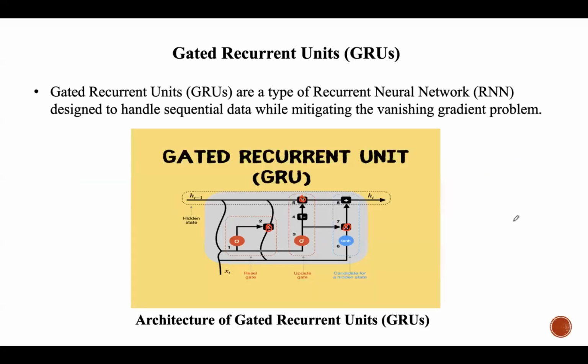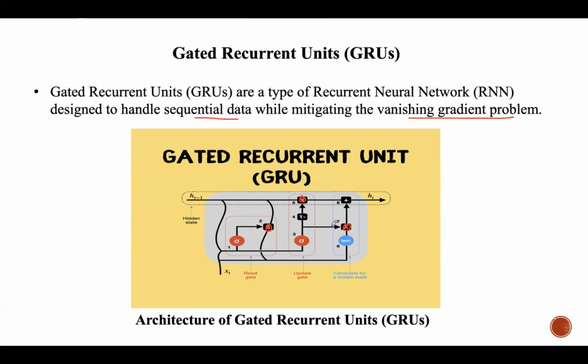In this lecture, let us discuss GRU, Gated Recurrent Units, which is a variant of LSTM that simplifies the architecture while maintaining the ability to handle long-term dependencies. It merges the forget and input gates into a single update gate and removes the cell state, using only the hidden state to store information. It is used to handle sequential data while also mitigating the vanishing gradient problem.